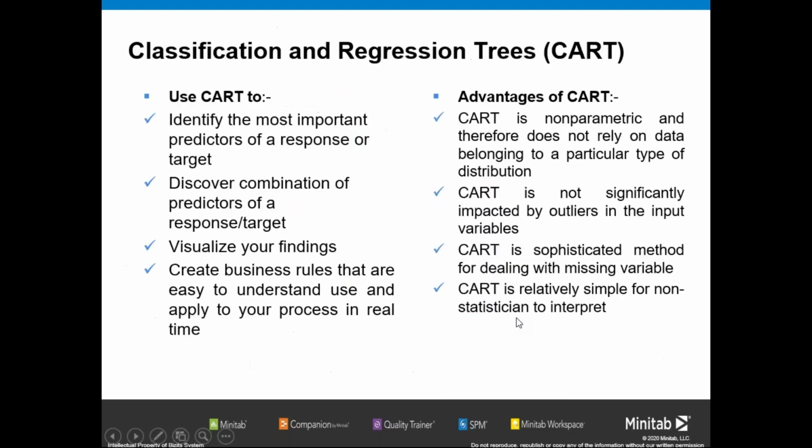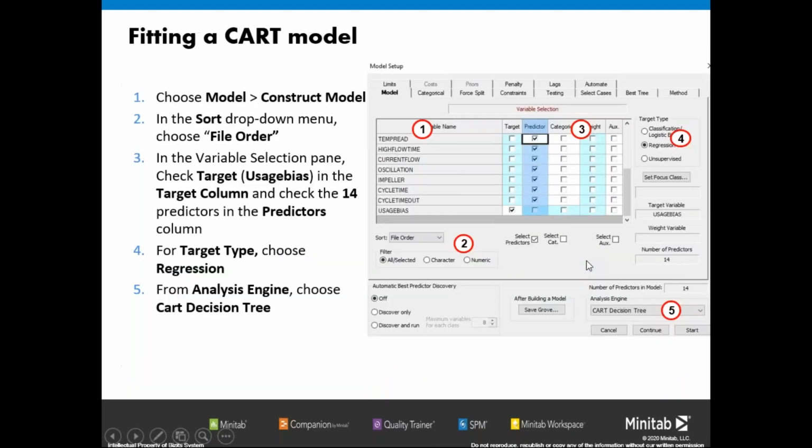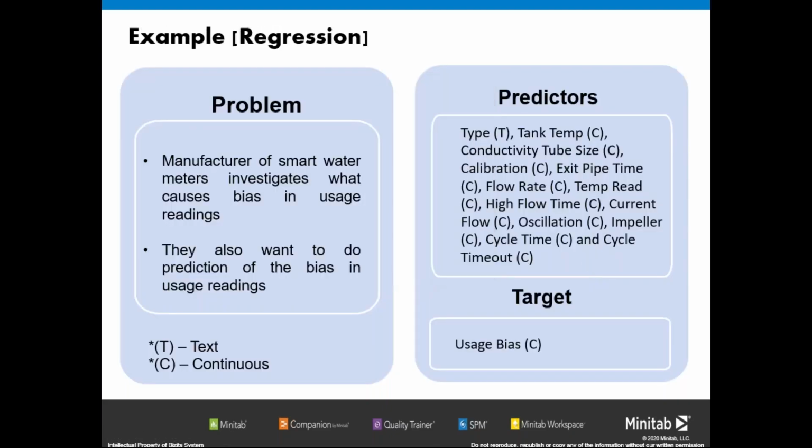Okay, so I have one case study here. A manufacturer of smart water meters investigates what caused bias in users' readings. They also want to predict the bias in the users' readings. This one is an example of the predictors, and they have a user bias, meaning they have numeric data here. All of these are predictors. They have 40 predictors. So I think I go directly to Salford first.